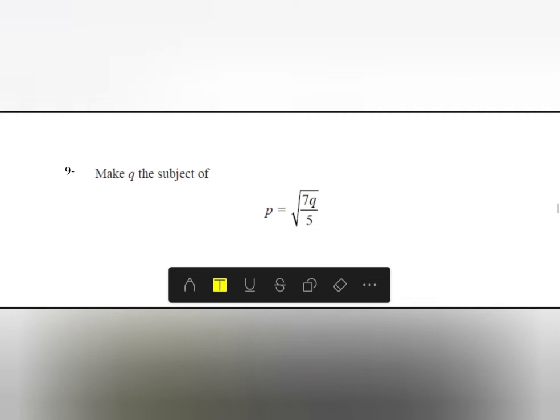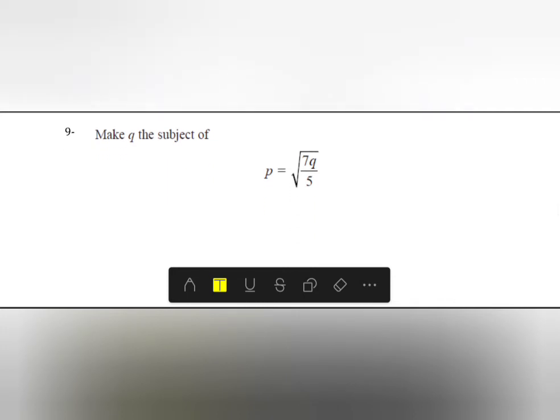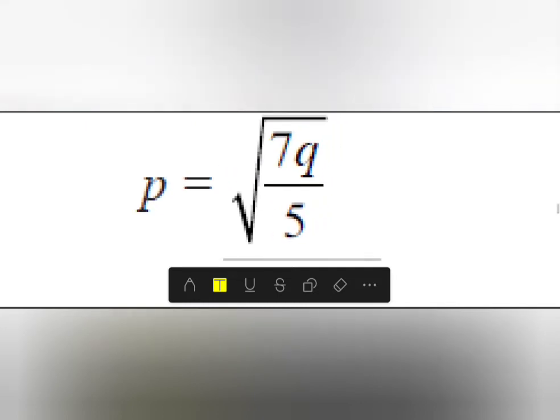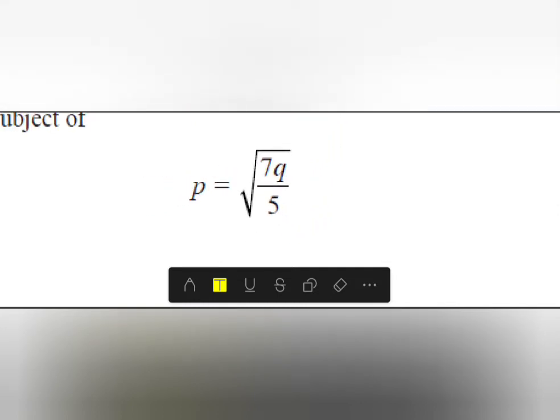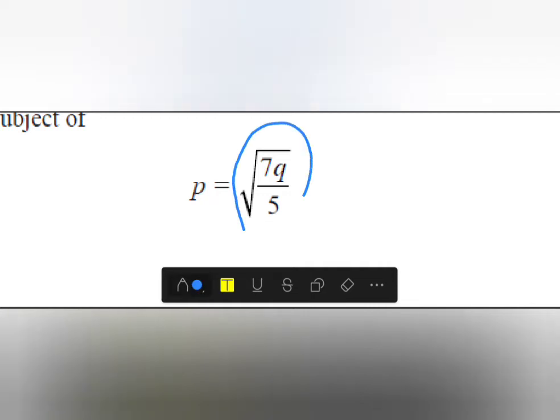Question 9. Make Q the subject of this formula. As we can see in this formula, we have P equals square root of 7Q divided by 5. Now you can see here that the root is taking the whole fraction. So we can't get rid of the 5 until we remove the square root. Very good. Now to remove a square root, what do we do? Very good. Square both sides, because square is the opposite of a square root. So we square both sides.